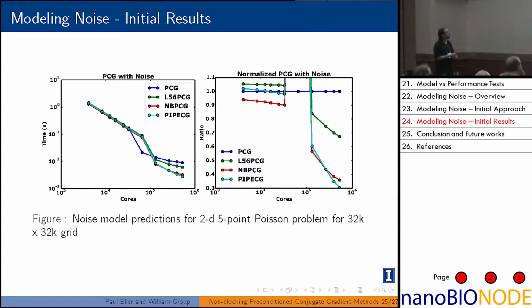In general, when we look at the normalized graph, we can pretty clearly see that NBPCG is predicted to outperform PCG. We also see that PipeCG, while not immediately outperforming PCG, should in time. And in particular, once data fits into L2 cache, we get some pretty big performance benefits.